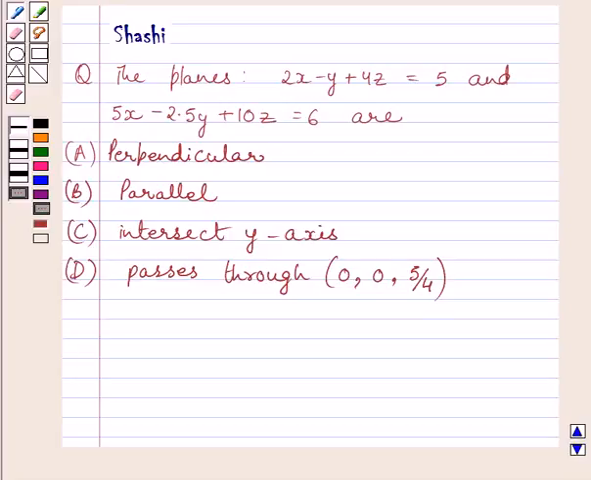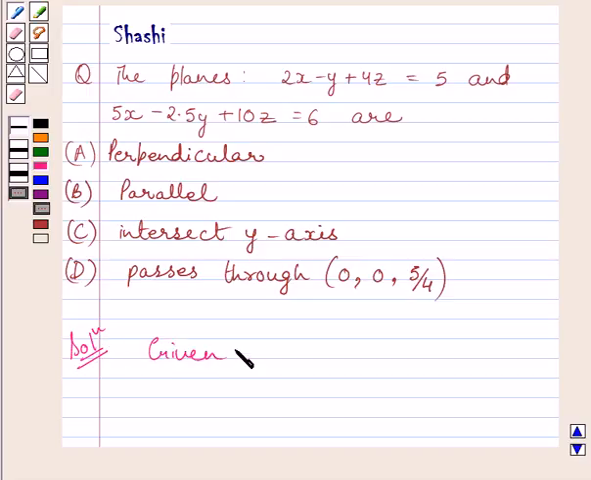Let us discuss the following question. Question says, the planes 2x minus y plus 4z is equal to 5 and 5x minus 2.5y plus 10z is equal to 6 are A. Perpendicular, B. Parallel, C. Intersect y-axis, D. Passes through 0, 0, 5 upon 4. We have to choose the correct answer from A, B, C and D. Let us now start with the solution.